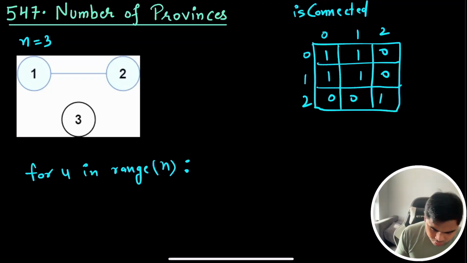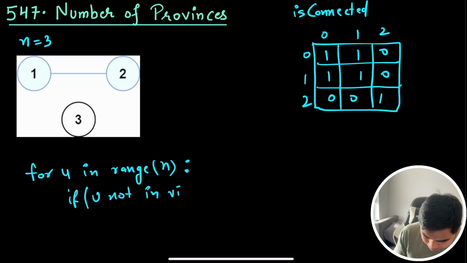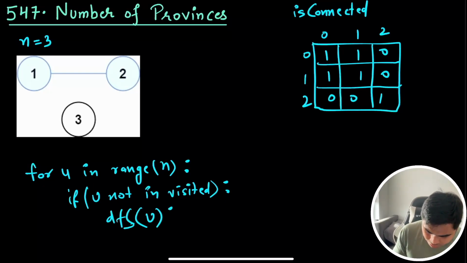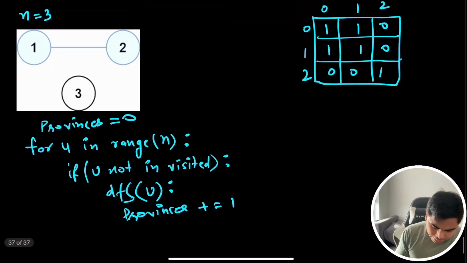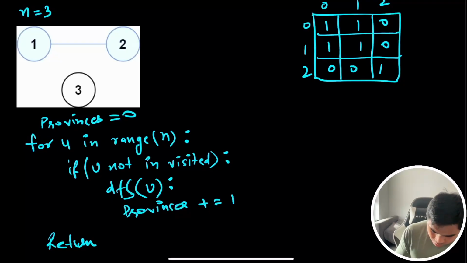This is better. So then we can send this u to our DFS, but only if u is not in visited. If it's not in visited, then I'm going to call DFS on it, and send the graph inside. I'll have a variable called provinces, initially 0, and then I will increment it, provinces plus equals 1, and in the end I will return provinces.